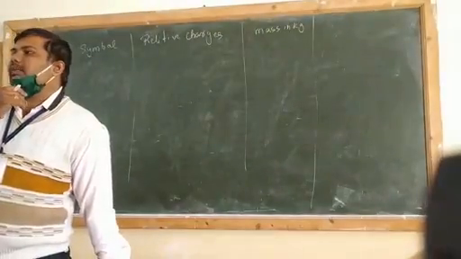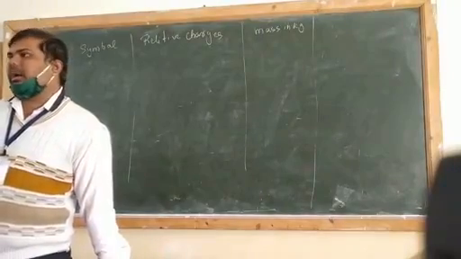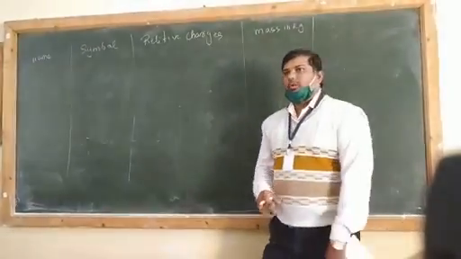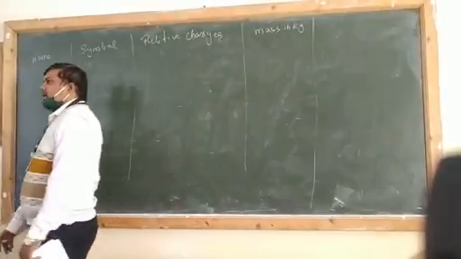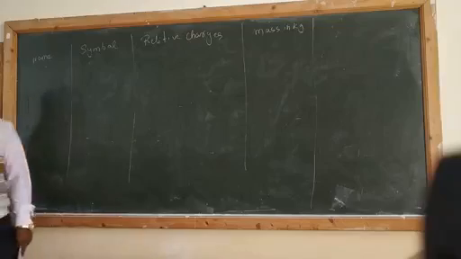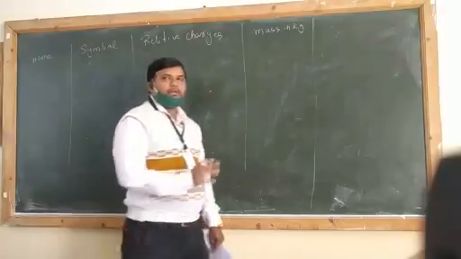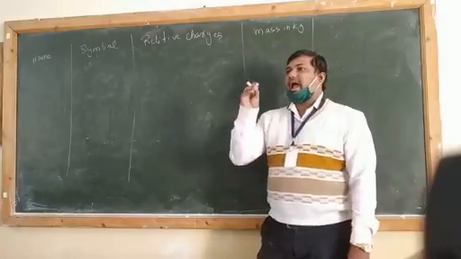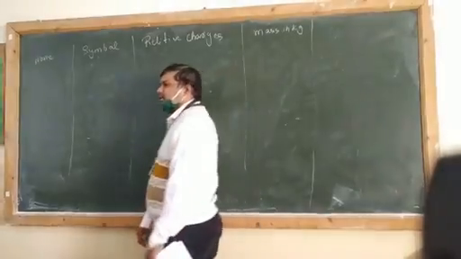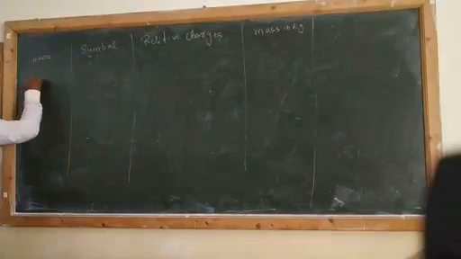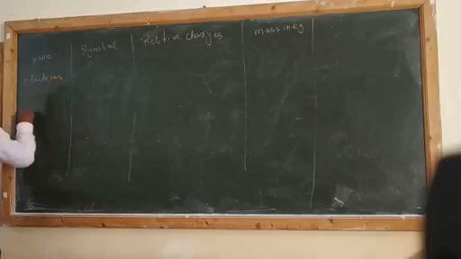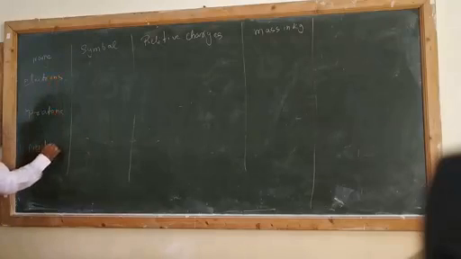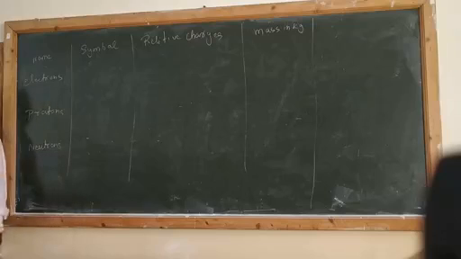Okay, so in the last period we had already learned regarding the subatomic particles. Before going for this, I would like to repeat what we had learned. What are subatomic particles? Subatomic particles are the particles which are present in the atom. Those particles are electrons, then protons and neutrons. So these are called the subatomic particles.